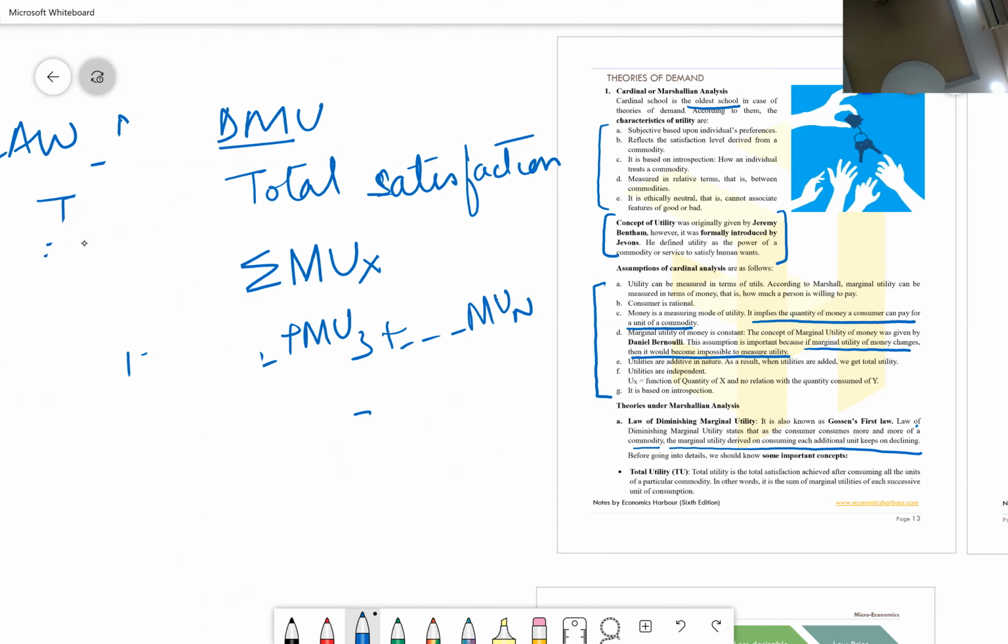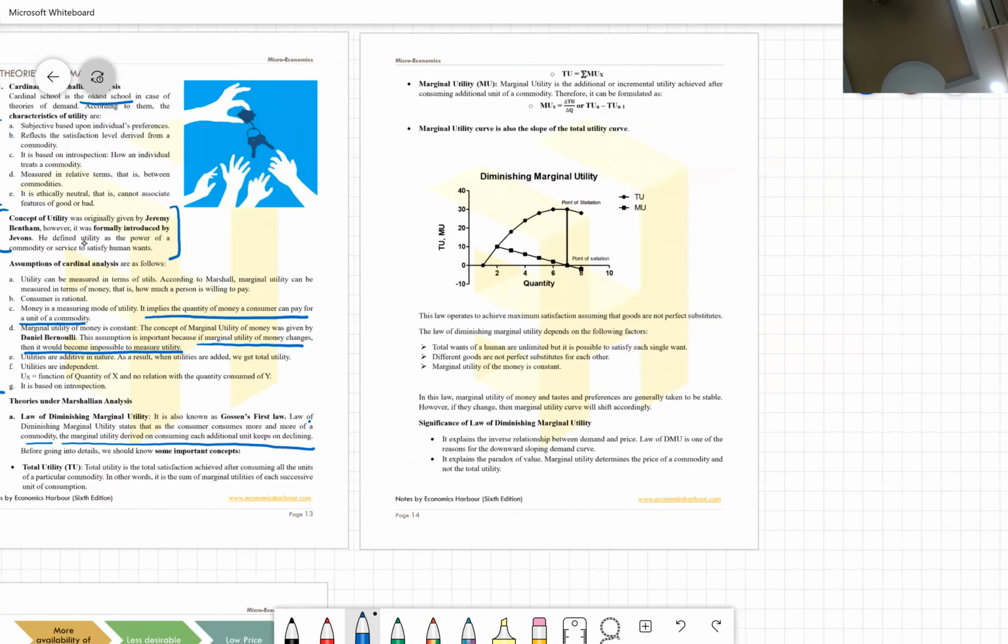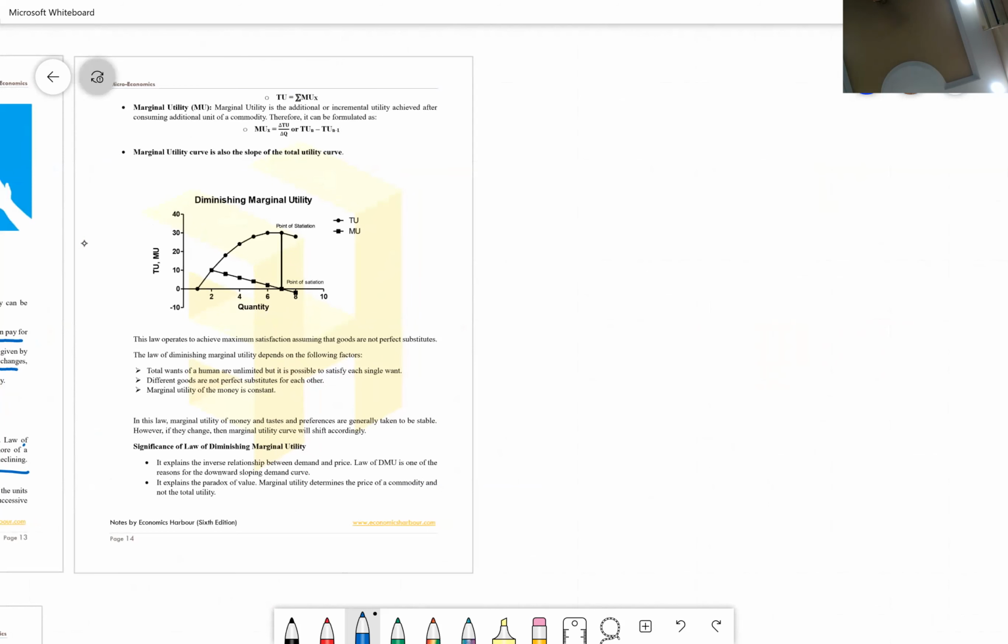right? So coming on to the concept of marginal utility. So what is marginal utility? The key word here is that it is the additional or incremental utility which is achieved after consuming additional units of a commodity. So when you consume each additional unit of a commodity, how much utility you get from consuming that additional unit will determine your marginal utility.